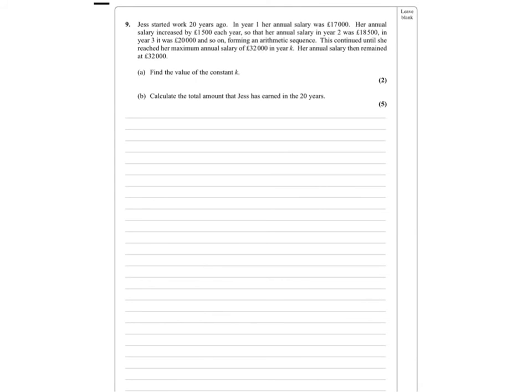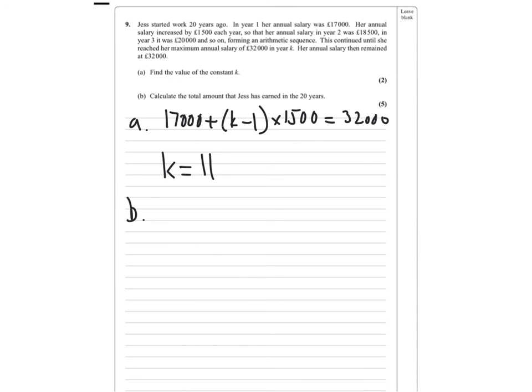Right, we have an arithmetic series here for part A. Starts on 17,000, and this is all from the formula that's in your formula book. Right, times 1,500 is how much her wage goes up each time, and it equals 32,000. Alright, solve that equation. So k equals 11. Alright, but work it through. Should be fairly straightforward now.